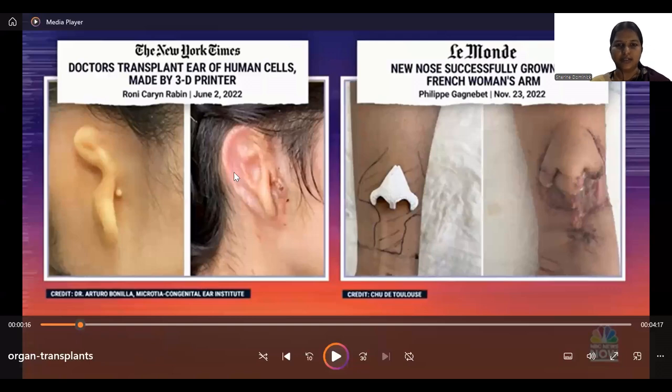Yes, this was right now what I was telling you. The first case is how a 3D printed ear was developed, and the second case is how a 3D printed nose was regrown for a cancer patient. So the technology is not very far beyond us.